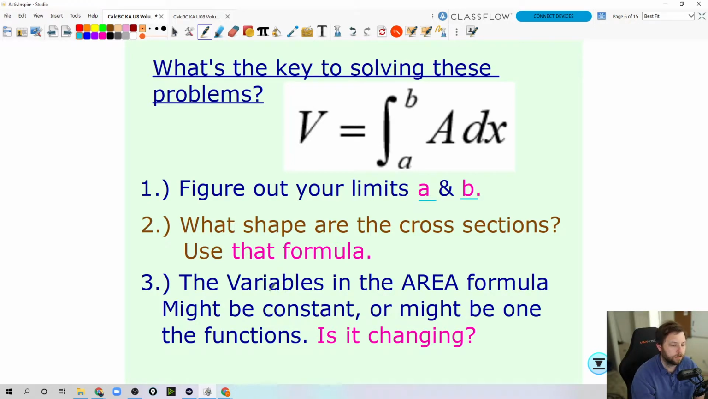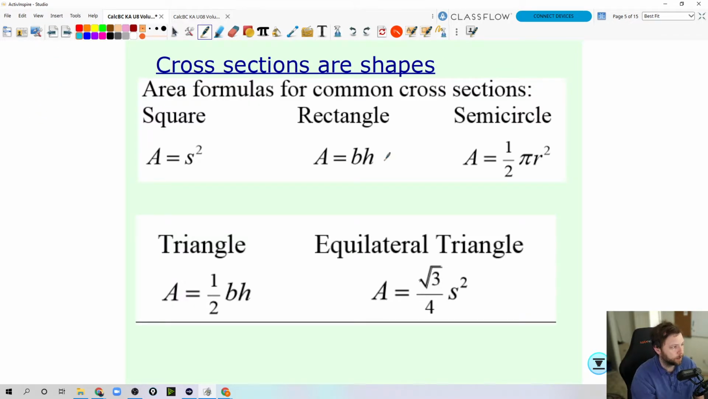Now, the trick here is that sometimes the variables in that formula might be constants or might be one of the functions. For example, say I did this rectangle's area, base times height. They might say the height is this function, whatever f(x), but the base will be 3 times that function, so 3 times f(x). Or maybe the base will be just 2 itself. Typically, these variables are going to be one of the functions involved. And you'll see it. I think you just have to do some examples.